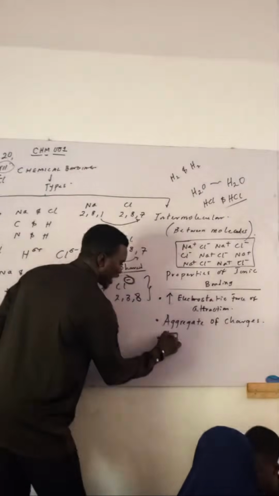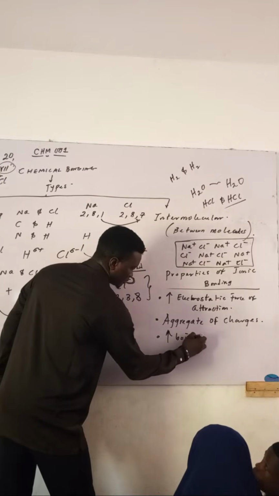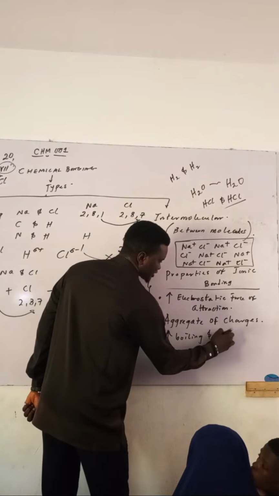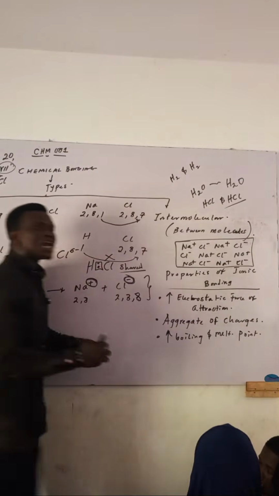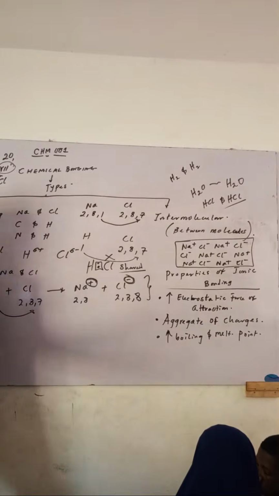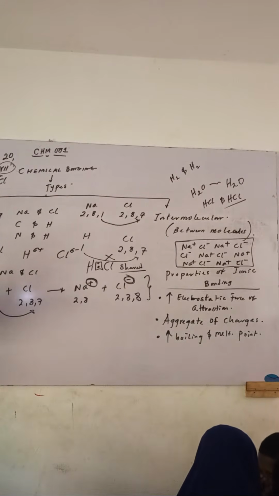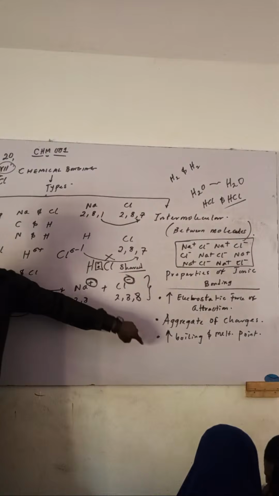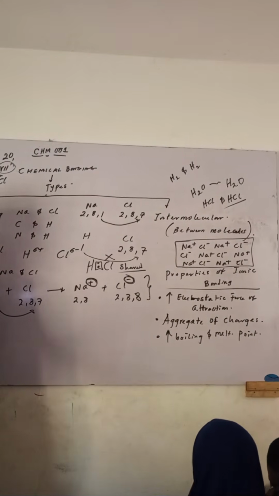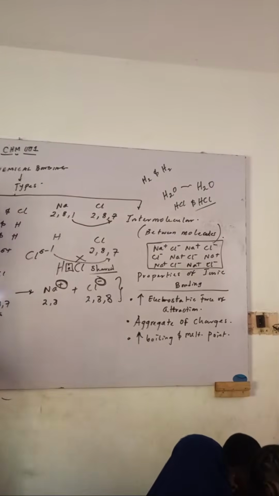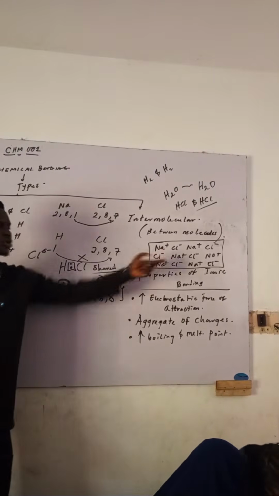They are said to have high boiling and melting points. So they have high melting and boiling points. Compounds that are joined together by electrostatic force of attraction usually have what we call high melting and boiling points. Is that taken? And you know they are made up of aggregates of charges.